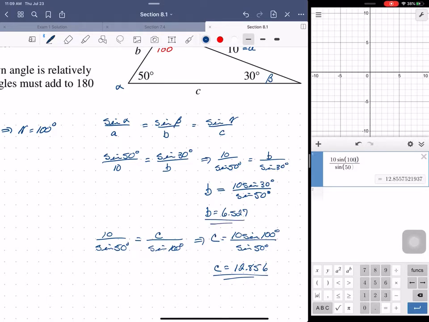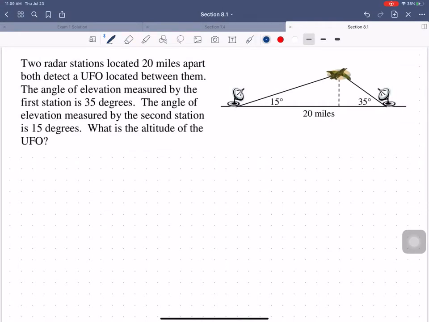Okay, so that's the basics of the law of sines. Now, what good is this? Well, say we've got a situation like this. Two radar stations that are 20 miles apart both detect some unknown flying object located between them, and they measure the angle of elevation. We solved this one before, or one like it. We introduced a length here and a length here, and we found this elevation, but we had to go to a lot of work to do it. We don't have to go to so much work anymore. We still want that elevation, that h.